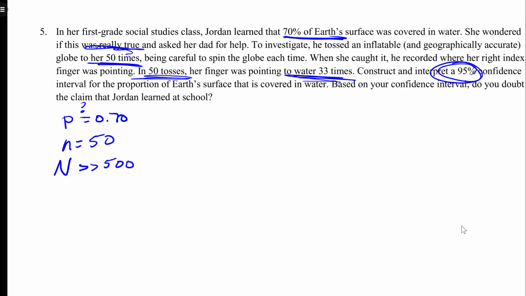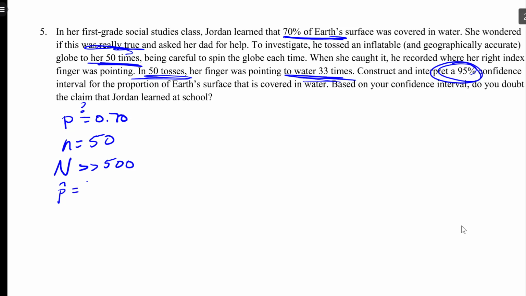The next thing I can look at is that in those 50 tosses, her finger is pointing to water 33 times. So that tells me that if it's totally random, we're just like throwing darts essentially at the globe, and will it land in water? That's going to give me my sample proportion.